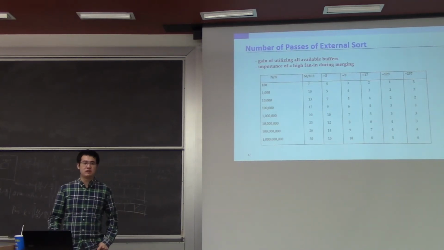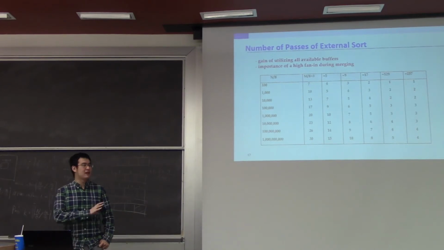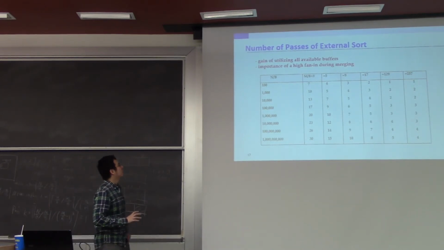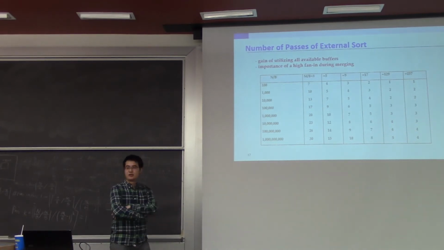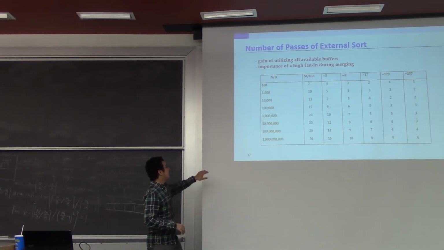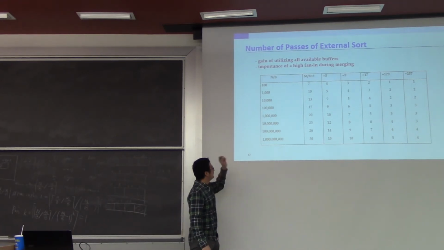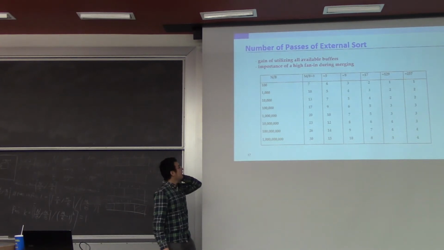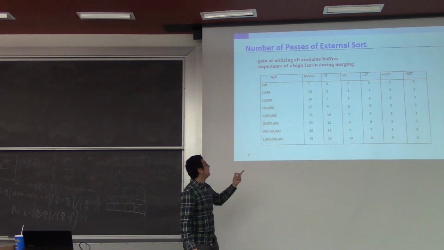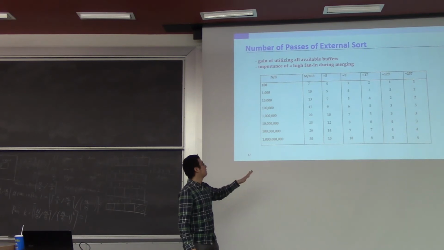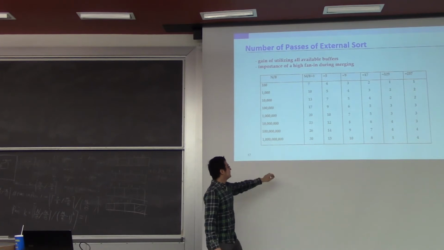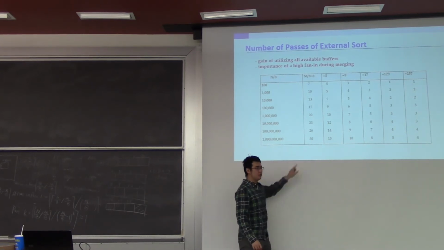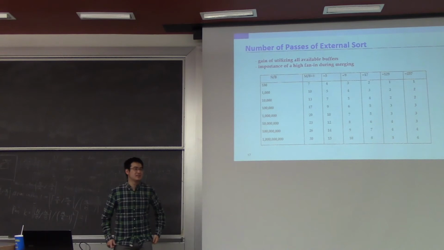Why is external sorting very powerful? This table actually gives you an idea. Here, N over B is the number of pages in your key file, the file you want to sort. Say you have 1 billion pages, and you only have 3 memory pages for the buffer pool. If you only have 3, then you only need 30 passes.